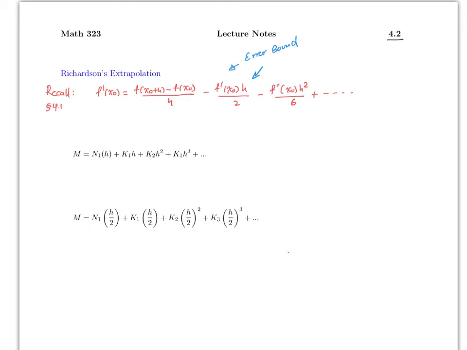But in essence, you can say that f prime is equal to f of x0 plus h minus f of x0 over h, and then plus or minus, but you're going to say plus big O of h, which means that this is the error, and the rest doesn't matter. So this is the dominant error. That's why that's the error bound.